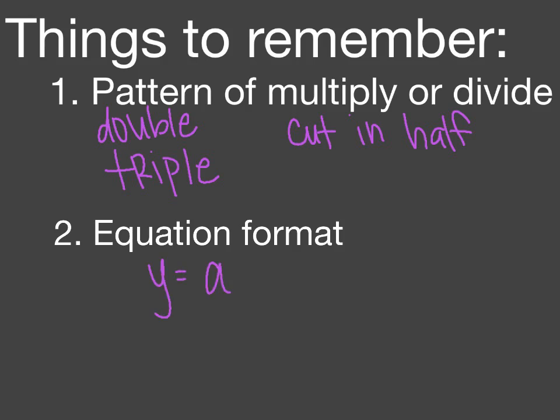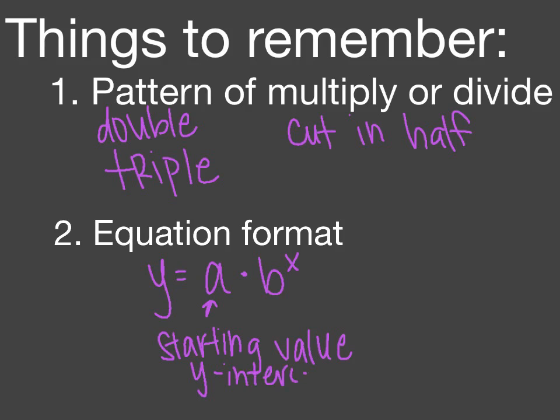And remember, that is y equals a times b to the x, where the a is your starting value, which again is the same as your y-intercept, and where b is your common ratio. And remember, your common ratio is really just what are you multiplying by every single time, or what are you dividing by every single time. So, now that we have these things in mind, let's look at a couple of examples.